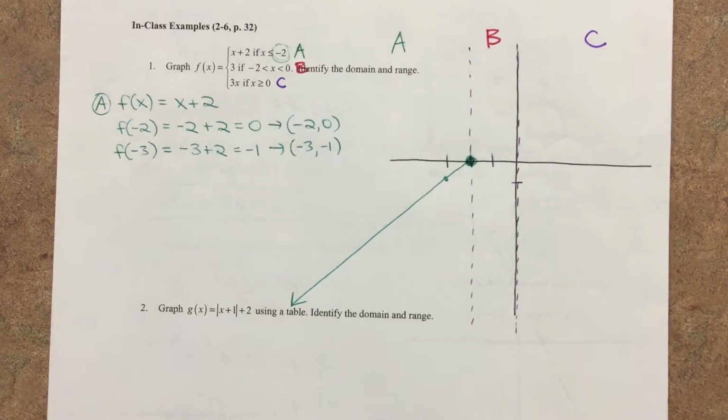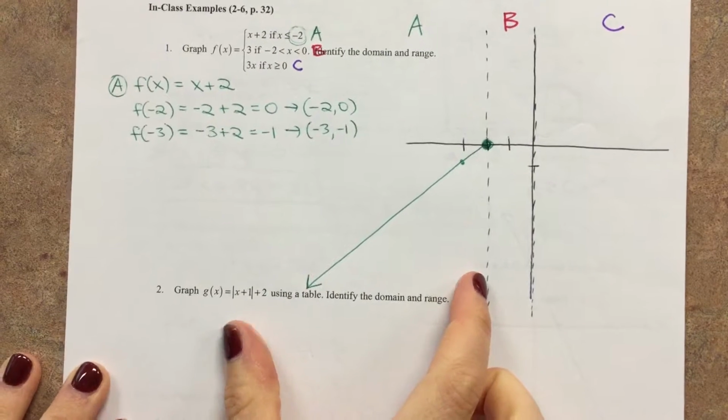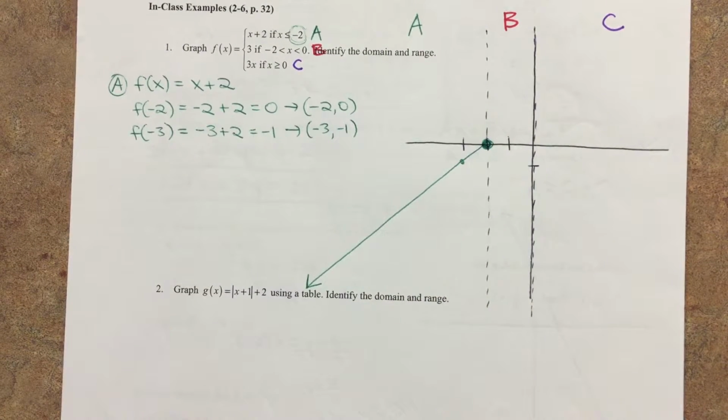Okay, so it's just a little piece of a line. It's not the whole line, it's just part of it. So this ends up being a ray. You know how a ray is closed on one side and then it has an arrow on the other. So on your left part of the graph, you'll always have a ray. Okay, so let's go piece by piece. Any questions on this one?